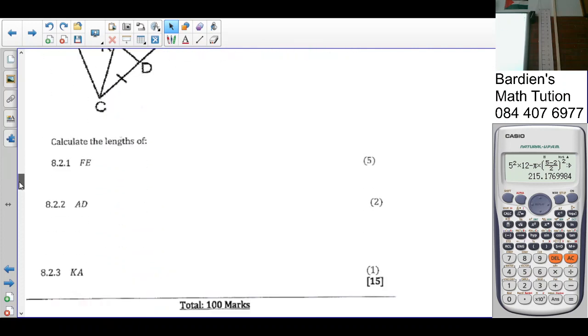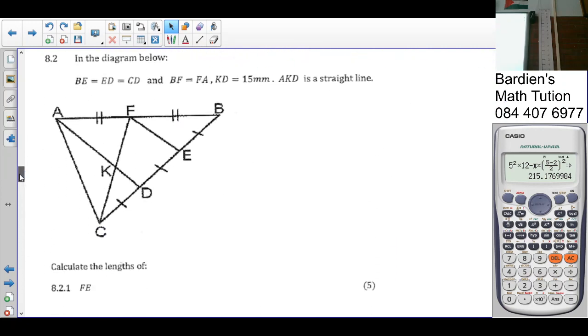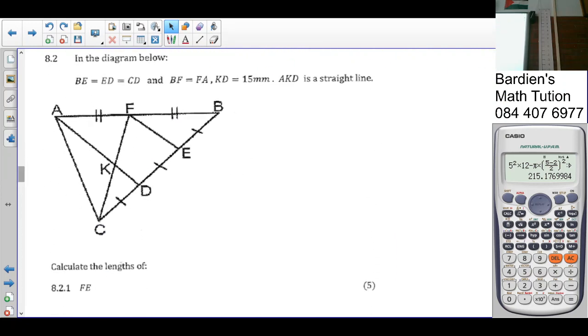Just wrap this up, people. We are told that in the diagram below, we are given a few lengths that are equal, and it's already indicated on the diagram. Then we are told that KD is 15, and then AKD is a straight line. The first question says calculate the length of FE.